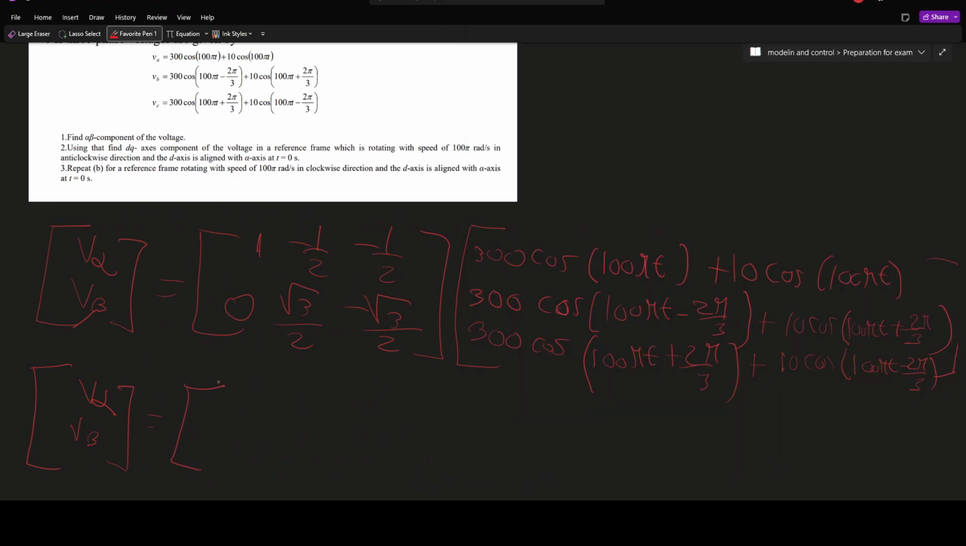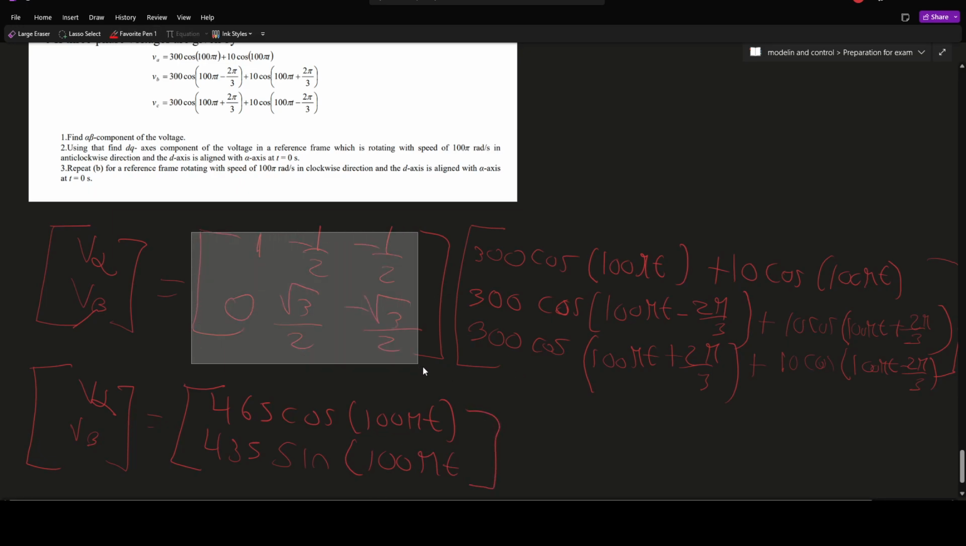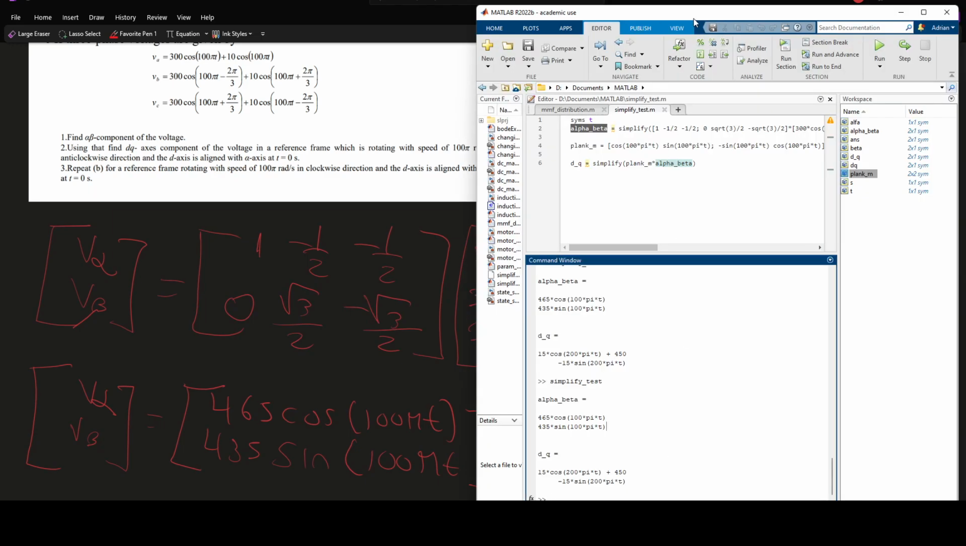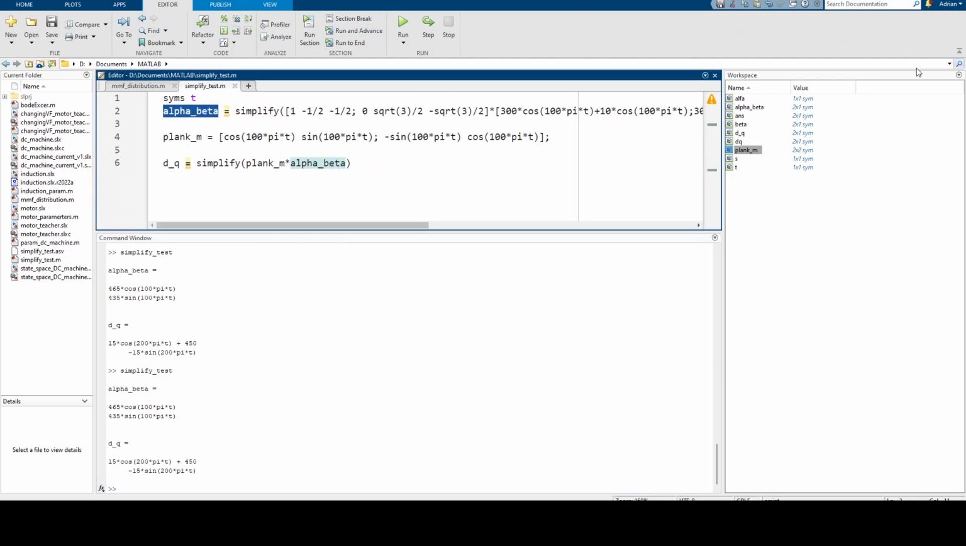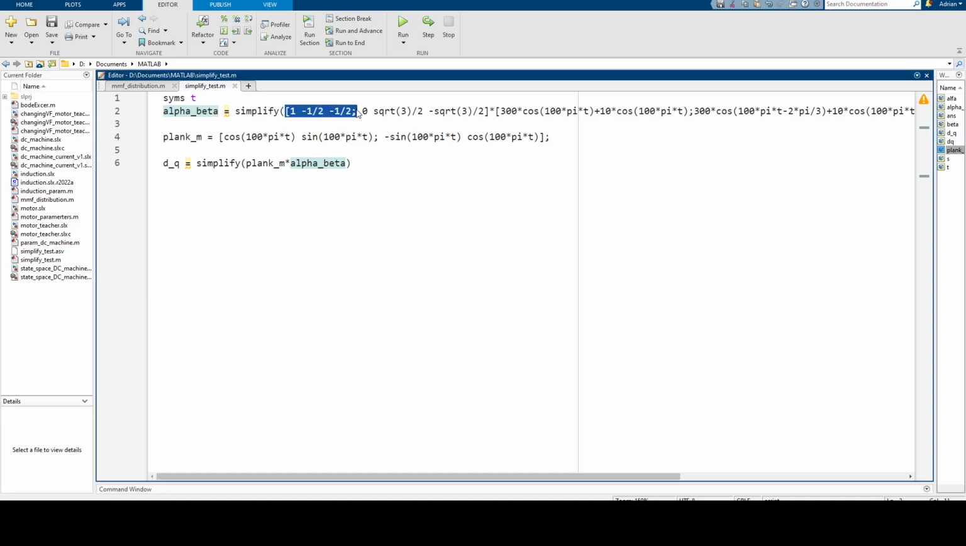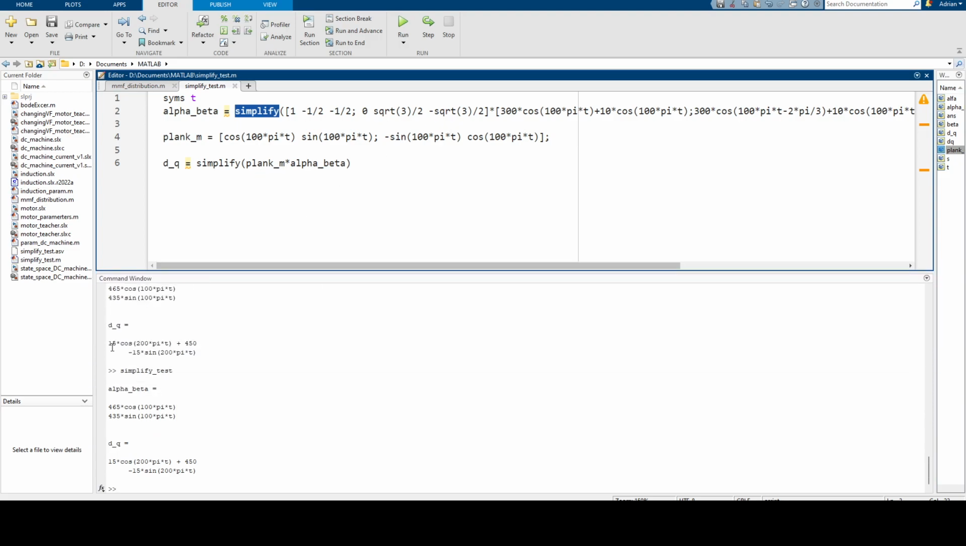It's gonna be 465 cos 100 pi t and 435 sine 100 pi t. So these are our components, and the way I did it, I had the transformation matrix, I multiplied it by the voltage matrix here in the code. Let me see if it can be shown easily. Okay, so if you see here, this is just the transformation matrix, and this is just the voltage matrix. And using simplify, MATLAB gives us the simplified result of this multiplication, and that's our alpha beta.